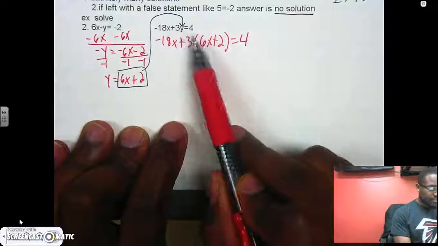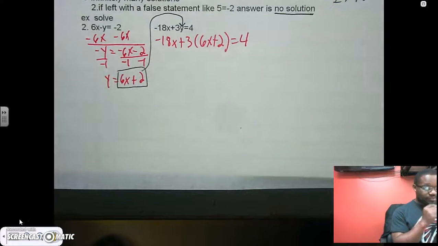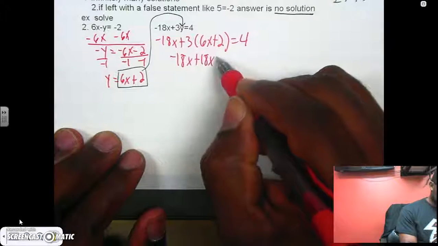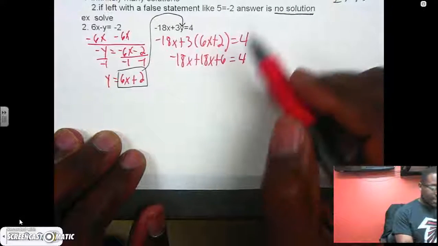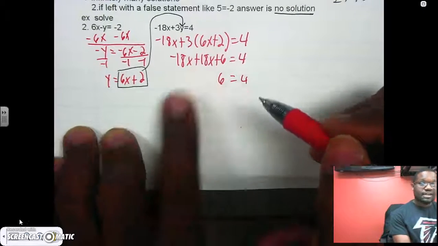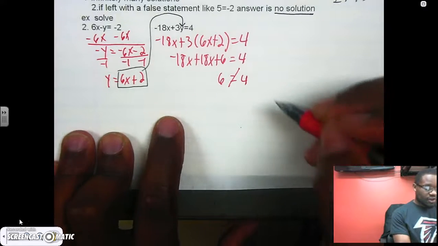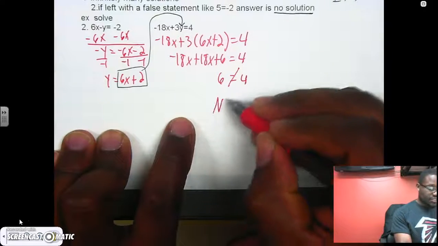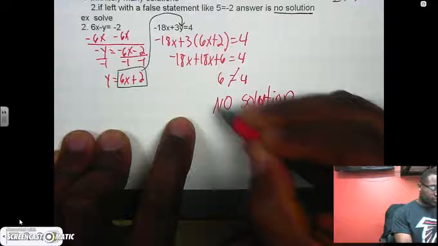Notice everything else is the same, the 4, the 3, the -18x. Now doing the distributive property, you have -18x plus 18x plus 6 equals 4. Combining like terms, simplifying, I have 6 equals 4 because those two end up subtracting out, going to 0. Now the question is, does 6 equal 4? The answer is no. So all my variables subtract out. I have a false statement, so my answer is no solution.